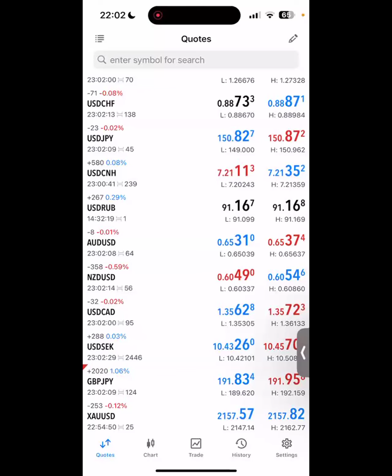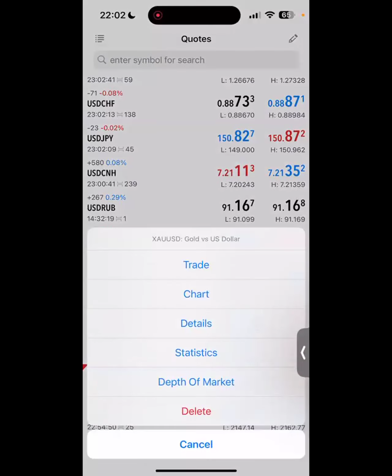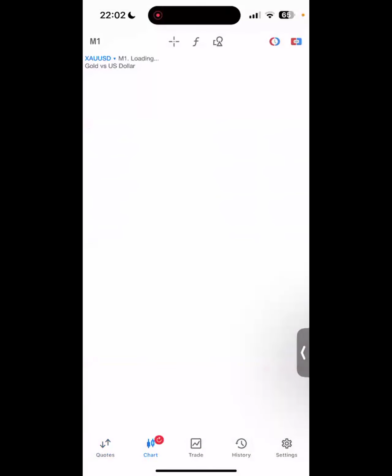Market is closed. If it's not closed, it's closing. So you have to move. You have to move like the speed of lightning. Tap on XAU USD. Go to the chat.